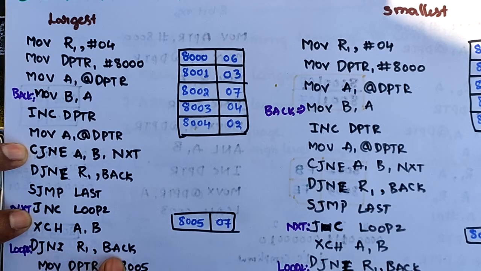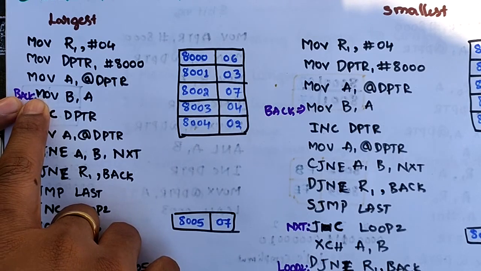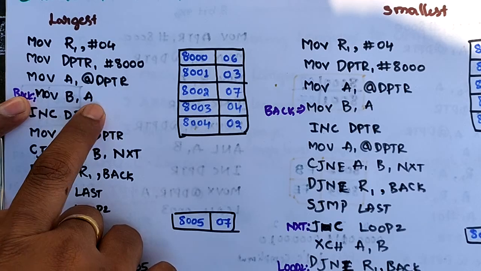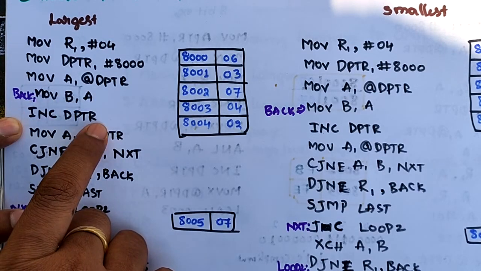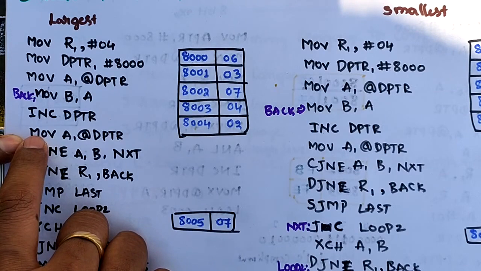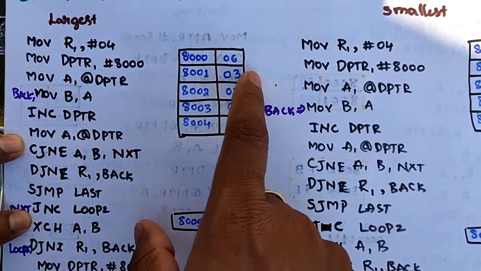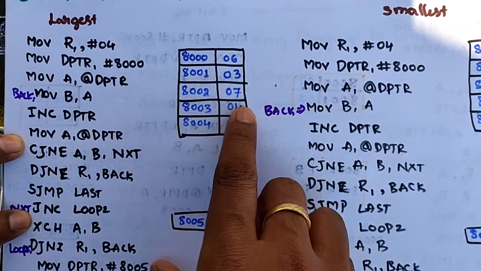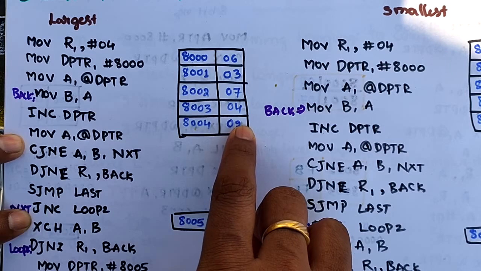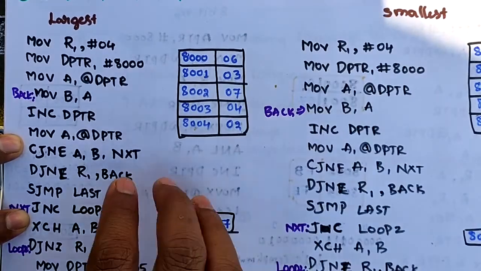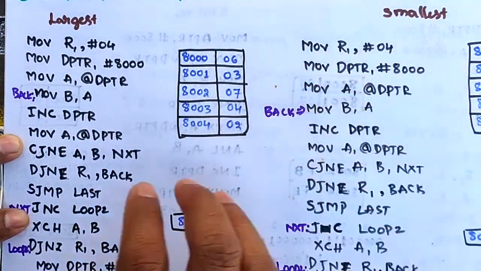that is, R1 gets decremented, and it will again go to the main program, that is the back address, that is this location. So again A and B values are loaded, then increment the DPTR and move the content of A to @DPTR. That means this will repeat until it checks the highest number in a series in a given array. So the same procedure you need to follow to find the smallest number.